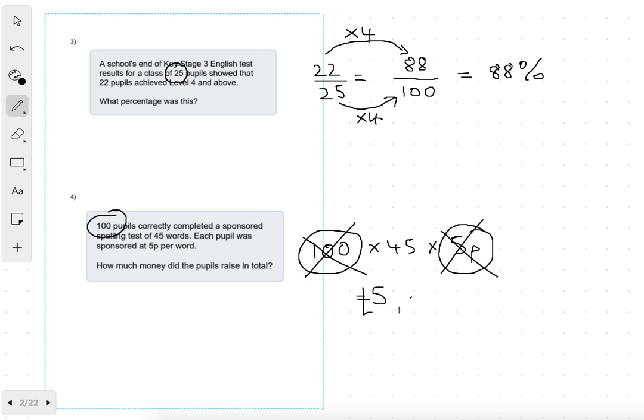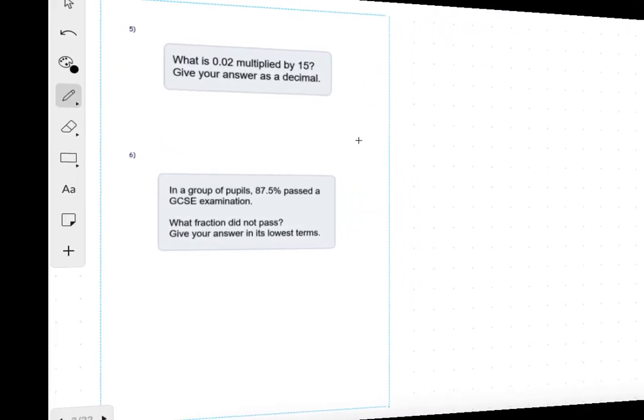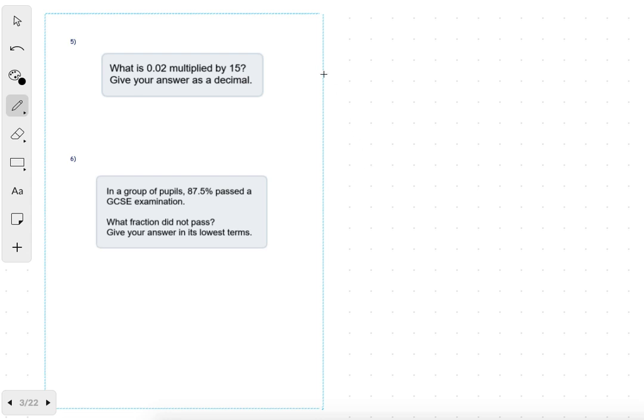You've got 5 quid, so then you do your 5 times 45. That would be £225 in this case. So yes, you do need to do a multiplication, but you can really do one multiplication in this question if you're confident at turning pence into pounds. Okay, moving on to the next couple of questions.